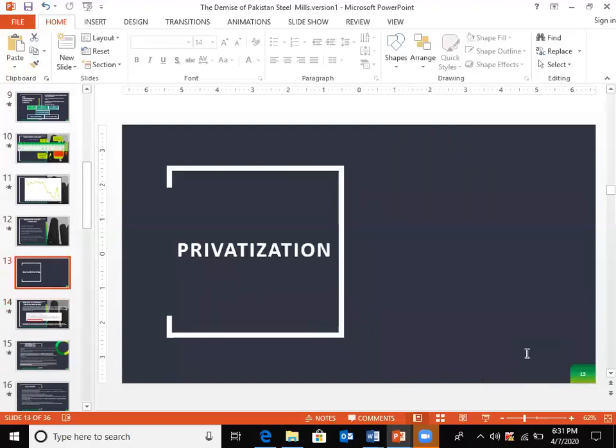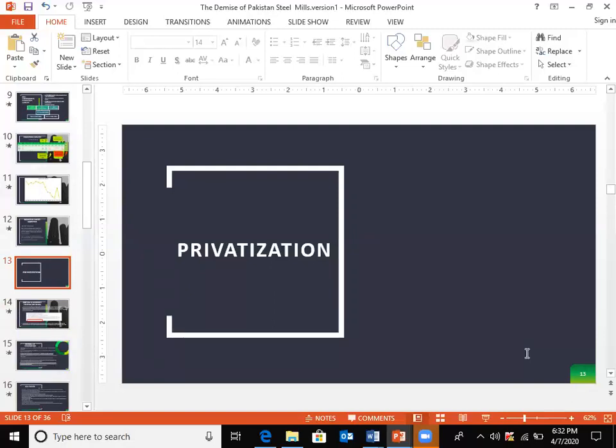Now, throughout the journey of the steel mill there has been a lot of talk about potentially privatizing it. What privatization means is just selling it to another party, a big private party that would come and take over the entire mill.